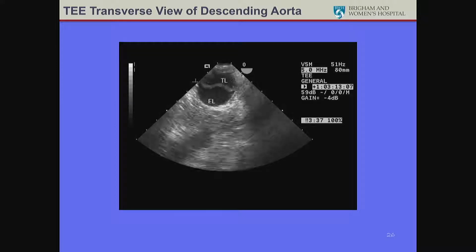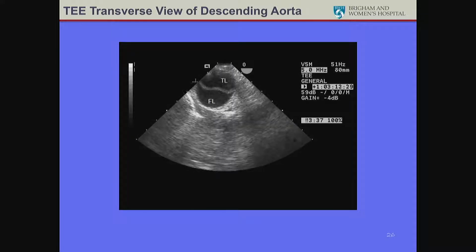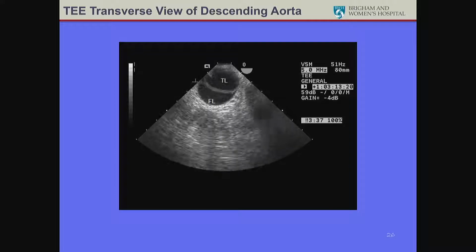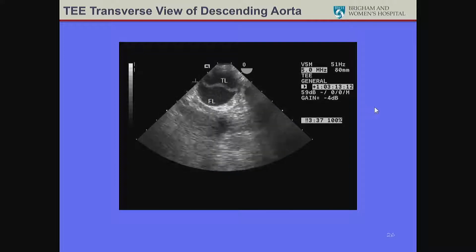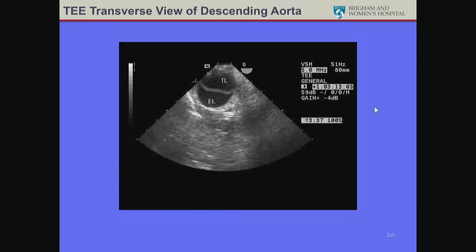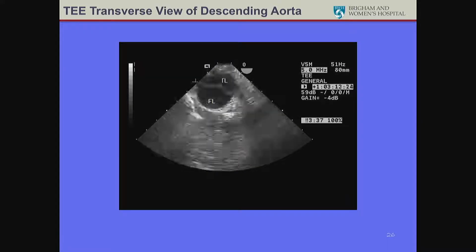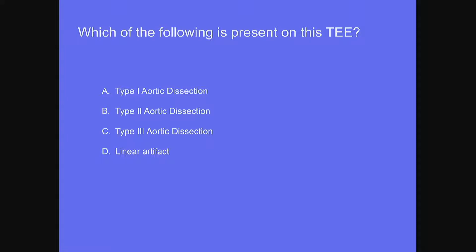Here we have transesophageal transverse view of the descending thoracic aorta. Which of the following is present on this TEE? A, type A aortic dissection. B, type 2 aortic dissection. C, type 3 aortic dissection, or D, linear artifact?